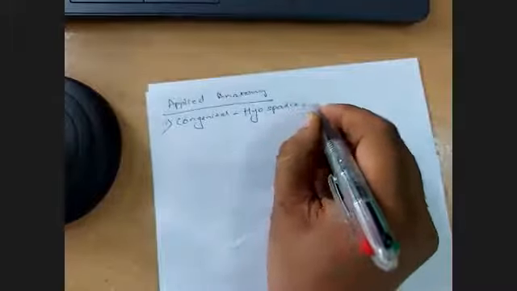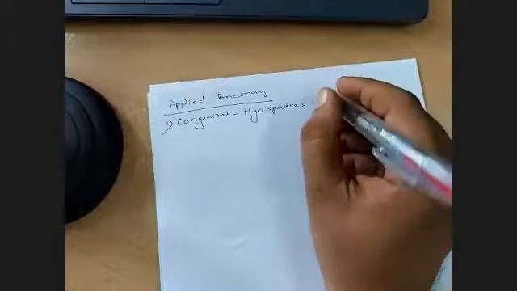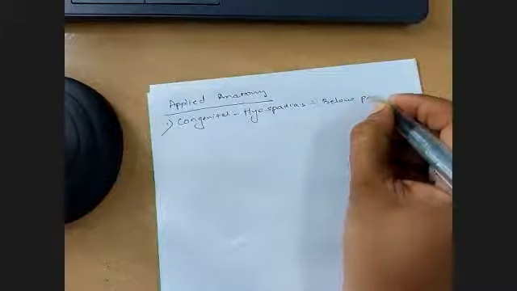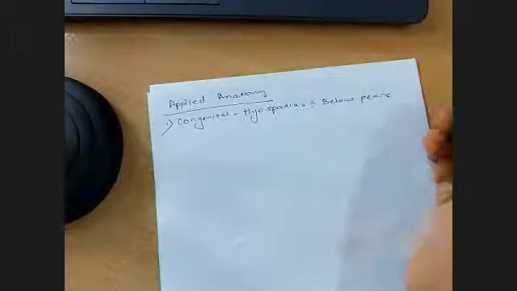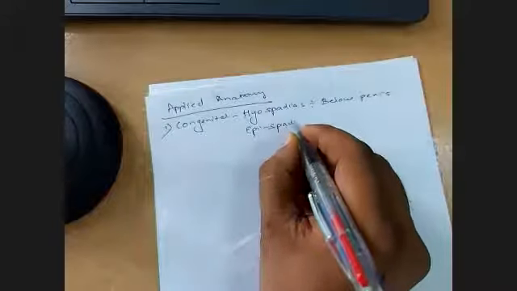Hypospadias is when the urethra opens below the undersurface of the penis. It opens below the penis. And epispadias, where it opens above the penis.